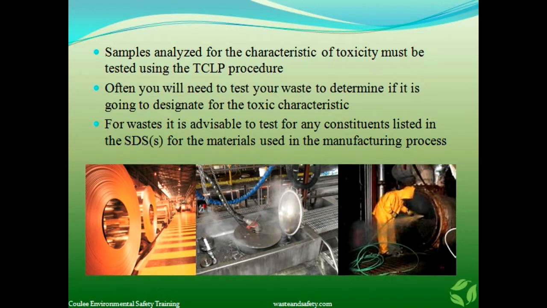For waste which will not have a safety data sheet, it is advisable to test for any of the toxic constituents or chemicals that are listed in the safety data sheets for the materials used in the manufacturing process, including any catalysts and for any manufacturing intermediates that might occur during the manufacturing process. Additionally, toxic constituents that could come from machinery or equipment used in the manufacturing process should be included in the analysis. For example, if you're processing materials on stainless steel equipment, testing for chromium.